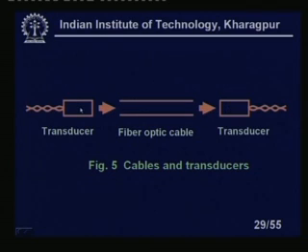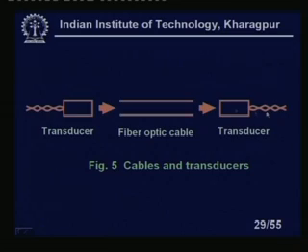Suppose this is our LED, light emitting diode, it is launched through this one, and we have a photodiode or PIN diode. So, I will get the electrical output. So, I get electrical signals at the two ends, whereas in the medium it is only light that is carrying our data or information.